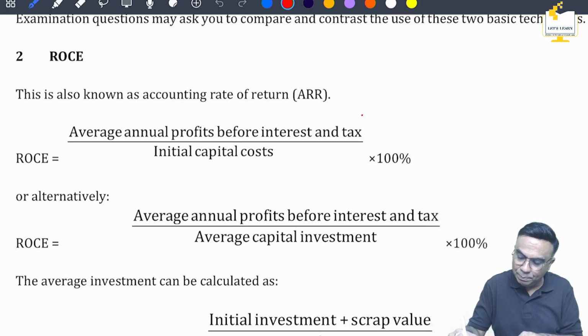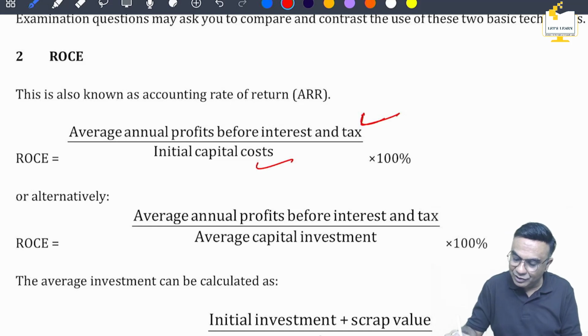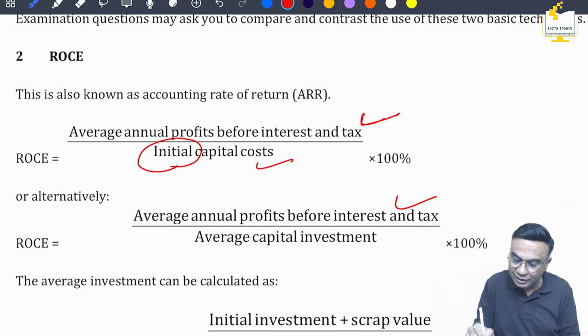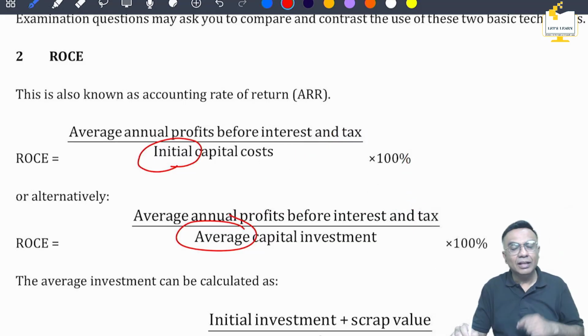Average annual profit before interest and tax divided by initial capital cost. Or the second formula: average annual profit before interest and tax divided by average capital investment. Average capital, this is initial and this is average. That's the difference. So what is the formula? Average profit before interest and tax, earnings before interest and tax, upon initial capital cost.